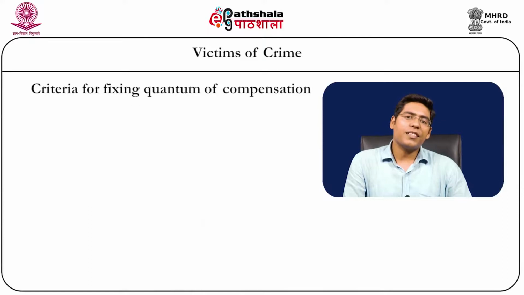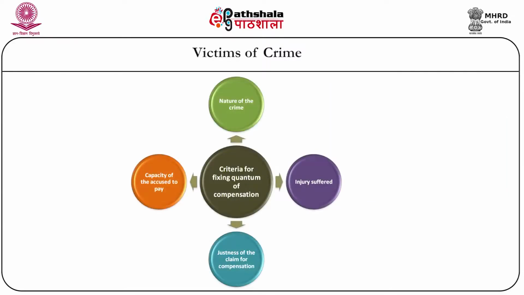Now, let us discuss the criteria for fixing quantum of compensation. There is no such criteria provided in the code, but the court through various cases has devised a mechanism for fixing the quantum of compensation to be awarded to victims of crime. These criteria are the nature of the crime, injury suffered, justness of the claim for compensation, and finally the capacity of the accused to pay the compensation. So, these are certain criteria which are considered by the courts while fixing the quantum of compensation to be paid to victims of crime.